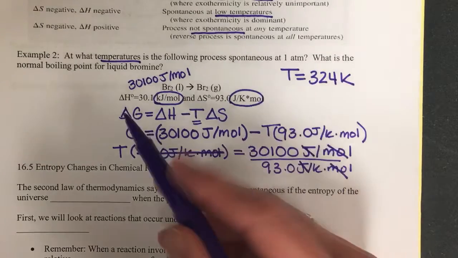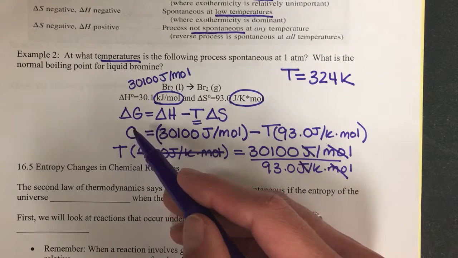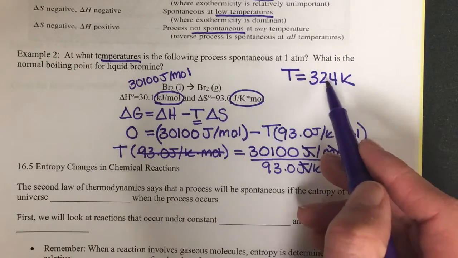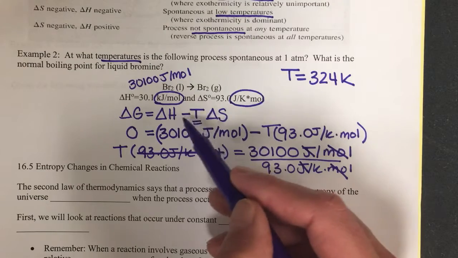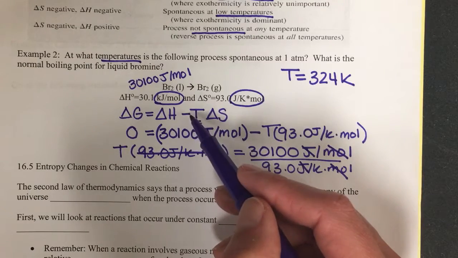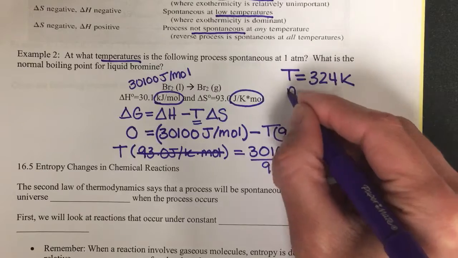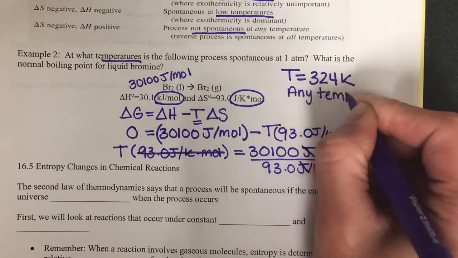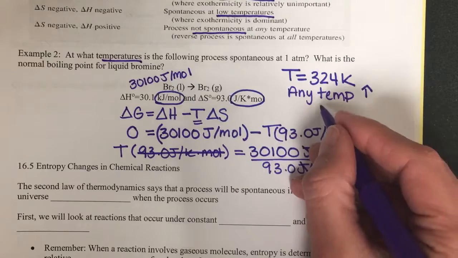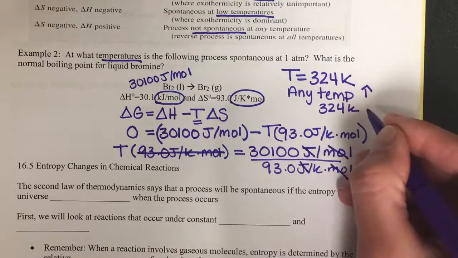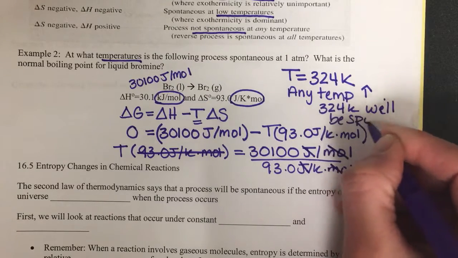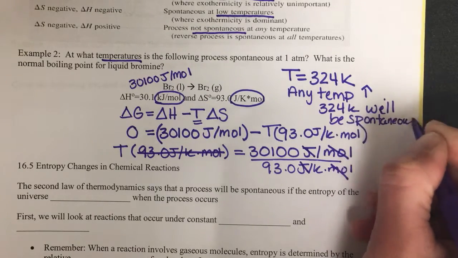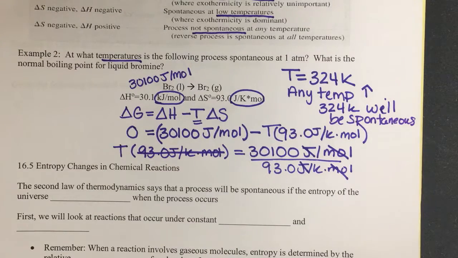At this temperature, my delta G is equal to 0. My system's at equilibrium. If I increase my temperature, then this becomes bigger, this becomes more negative, and so my reaction becomes spontaneous. So any temperature above 324 K will be spontaneous. Okay, so those are how we do those calculations.